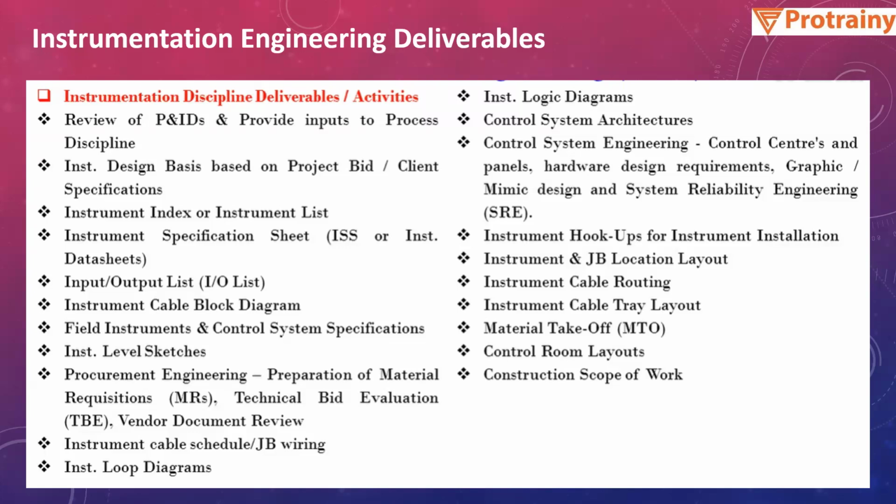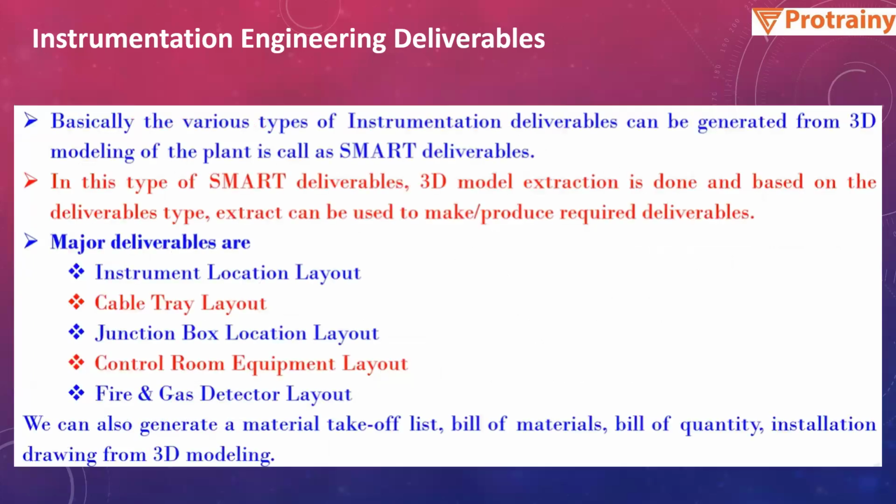The instrument location layout and junction box location layout will be there. Instrument cable routing and instrument cable tray layout will be there. Material takeoff for instruments, control room layout, and scope of work for electrical installation. From the 3D model, we can extract various drawings like instrument location layout, cable tray layout, JB layout, control room equipment layout, and fire and gas detection system layout.